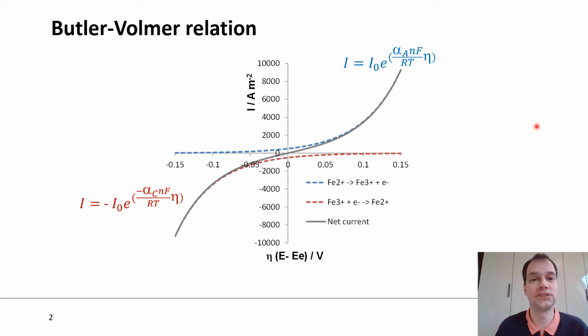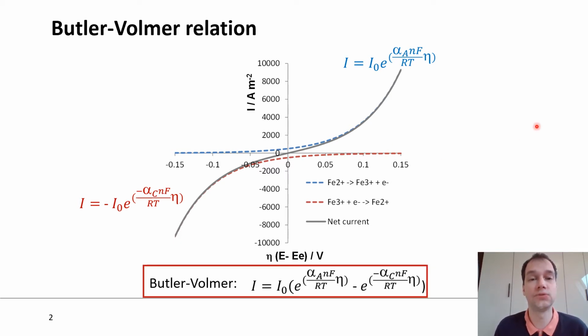Now this gray line we can represent with the Butler-Volmer equation, which is written down here, and it's just the combination of the blue one and the red one. So we see it here with the I0 in the equation, the alpha A and the alpha C. So this is the Butler-Volmer equation, so really a key equation in electrokinetics.